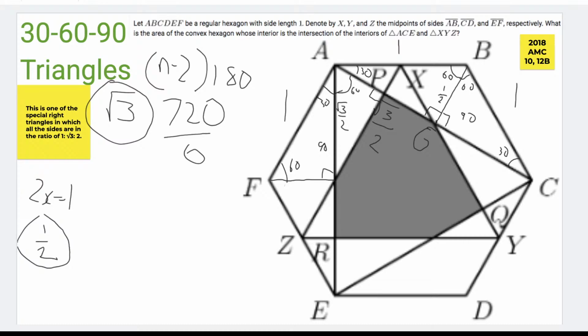So if the side opposite to 90 is square root of 3 over 2, that means the side opposite to 30 is just half of that. That means the side opposite to 30, AP, is just square root of 3 over 4. And we want the height of this triangle. And the side opposite to that is just square root of 3 times the side opposite to 30, which means square root of 3 times this is just 3 over 4.